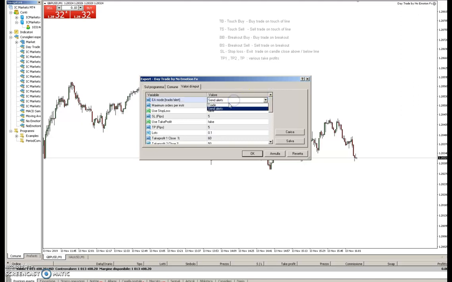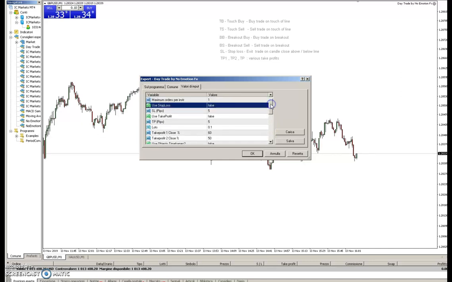Now looking at the trade function, we have maximum orders per instrument, that is the number of trades per chart it will open. By default we have one, but you can specify if the EA can open more than one trade per chart. Then this is use stop loss, you can use fixed stop loss, and the EA will open trade with the set number of pips as stop loss. And you can use this stop loss also, or you can use trend line as a stop loss, or there is also a function of using trailing stop loss which you can use. So basically there are three types of stop loss which you can use in this expert advisor.